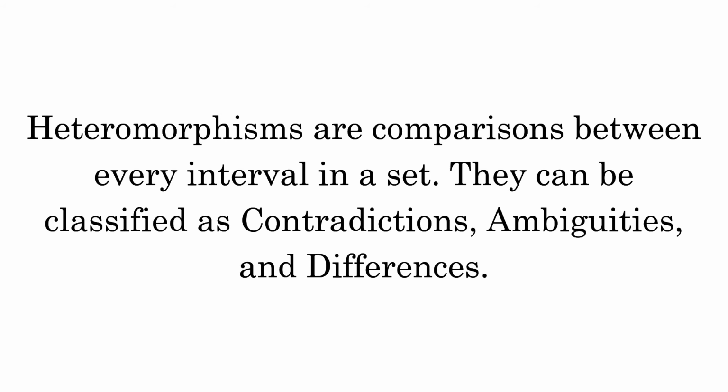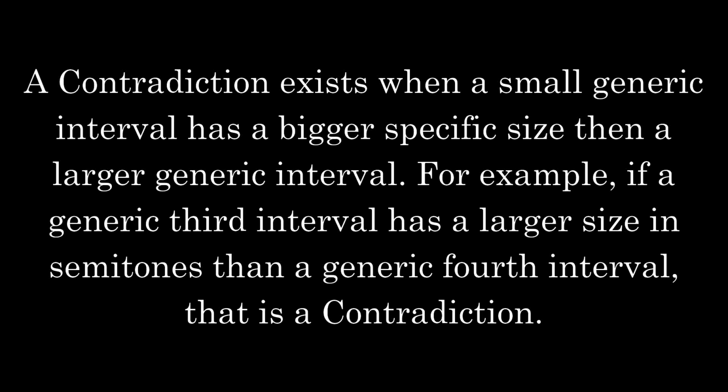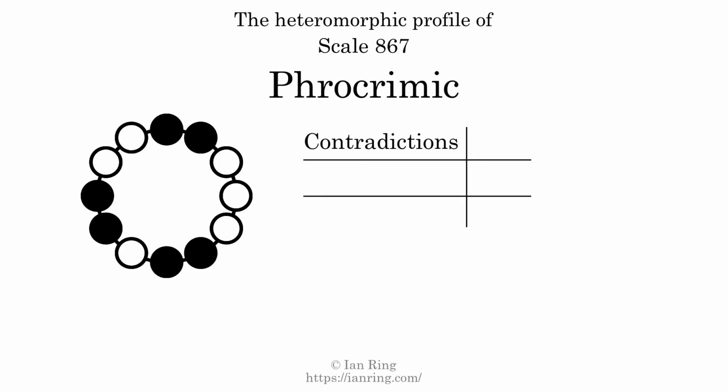Heteromorphisms are comparisons between every interval in a set. They can be classified as contradictions, ambiguities, and differences. A contradiction exists when a small generic interval has a bigger specific size than a larger generic interval. For example, if a generic third interval has a larger size in semitones than a generic fourth interval, that is a contradiction. The number of contradictions in this scale is 8.